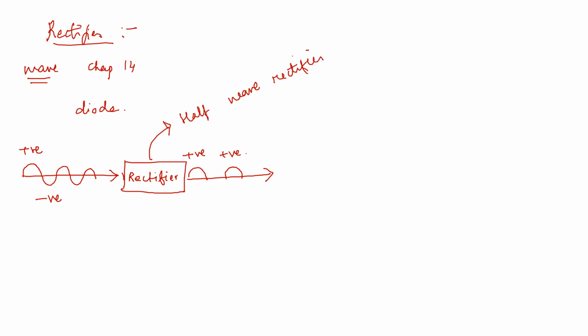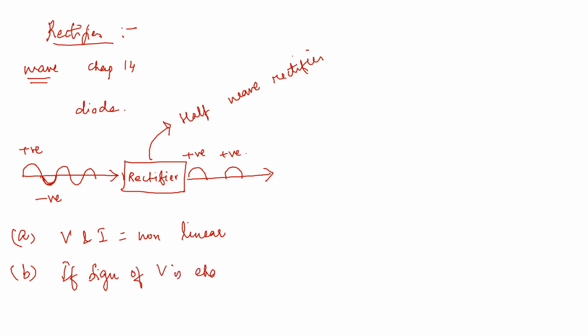Now because here the voltage is being changed like this, V and I are non-linear. Second, if the sign of V is changed, I won't remain the same. So in this case the sign of the voltage is reversed, so there is no production of this wave, but it's producing this one wave.